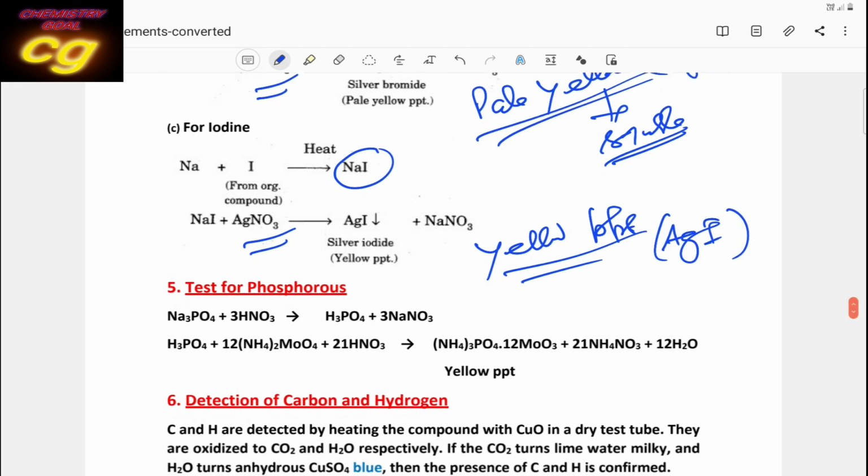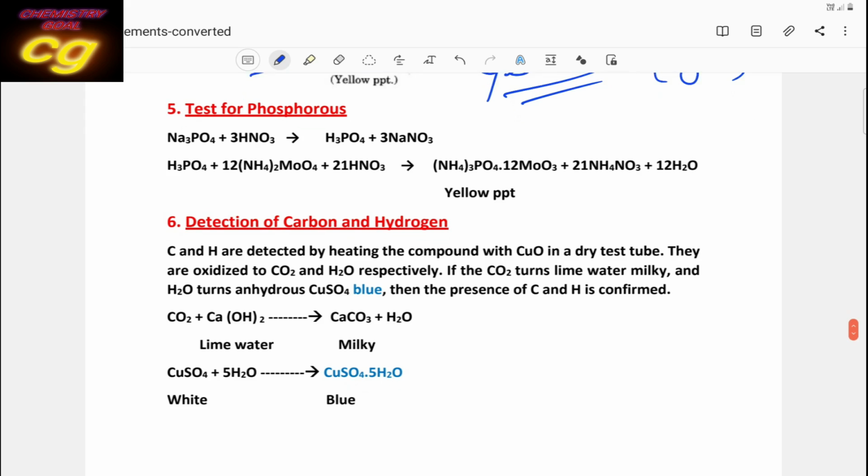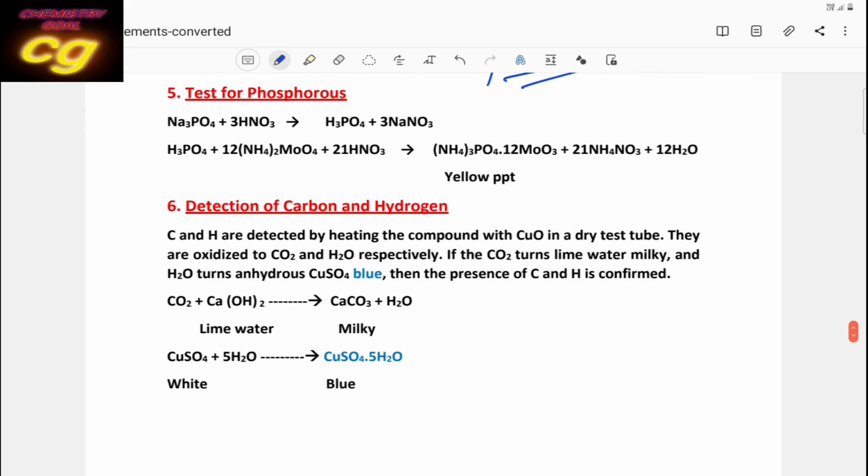Then the test for phosphorus. The test for phosphorus can be done in the same way. During preparation of the Lassaigne's extract, if the organic compound contains phosphorus, then what happens? Sodium phosphate will be formed in the Lassaigne's extract. That Lassaigne's extract contains sodium phosphate solution.